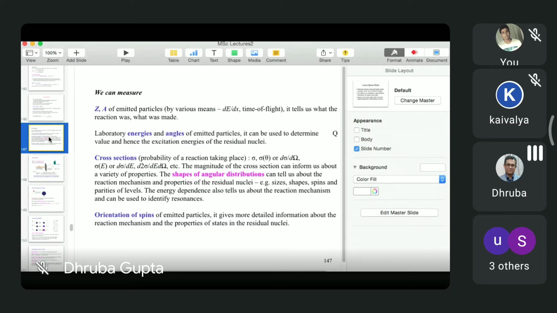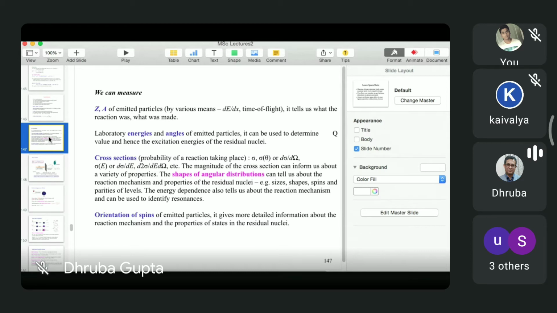Now for particular nuclear reactions, these cross sections will have definite shapes. If there is angular momentum transfer L equal to 2 in that reaction, it will have a particular shape. If it's L equals 3, it will have a different shape. So from there we can determine the angular momentum transfer in the nuclear reaction. That will also help us to study the nuclear structure.